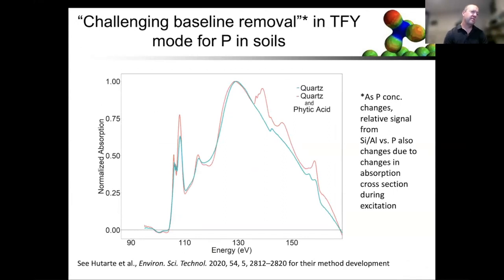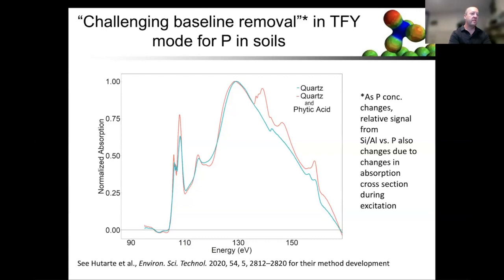When you get to a soil sample, though, this is just a constructed mixture of quartz with phytic acid, that organic phosphate that you might find in chicken manure, for example, or in a variety of grains. You see that most of the signal that you're actually getting in the total fluorescence is not due to the phytic acid at all, not due to the phosphorus oxygen or phosphorus. It's not due to phosphorus that's in the sample. It's due to the matrix.